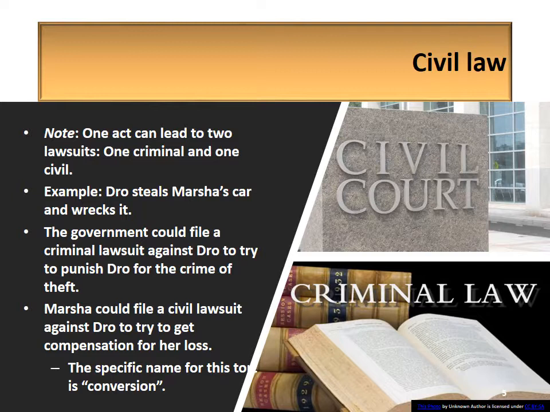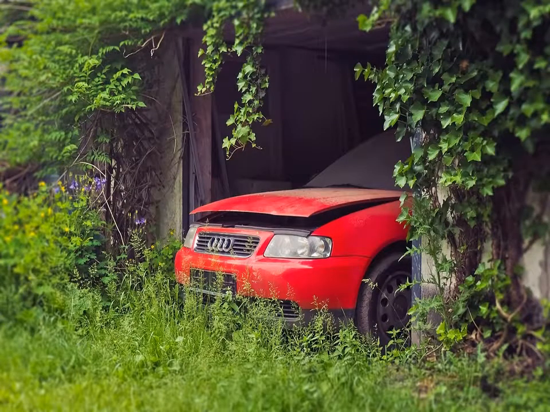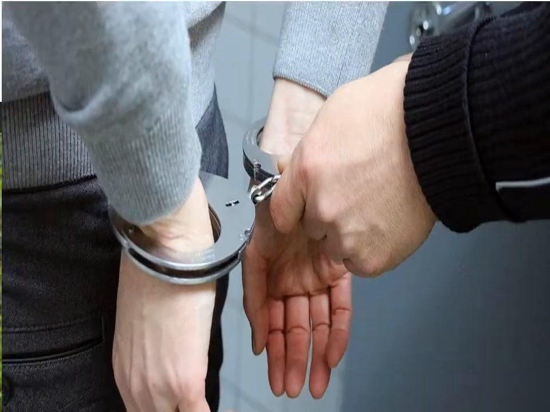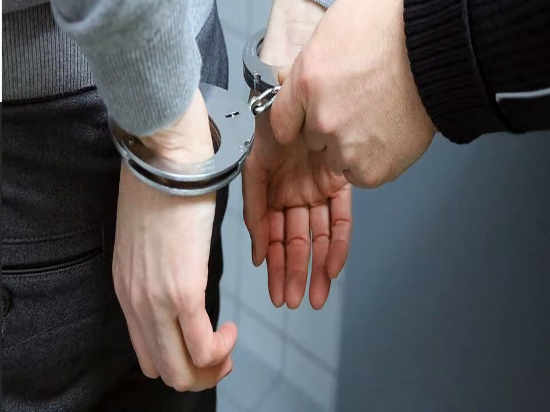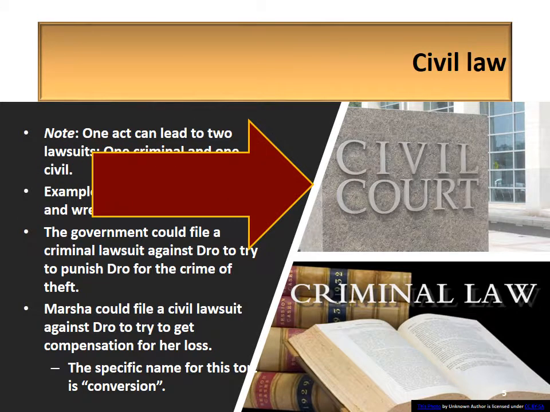For example, Dro steals Marcia's car and wrecks it. The government could file a criminal lawsuit against Dro to try to punish Dro for the crime of theft. Marcia could file a civil lawsuit against Dro to try to get compensation for her loss. The specific name for this tort is conversion.